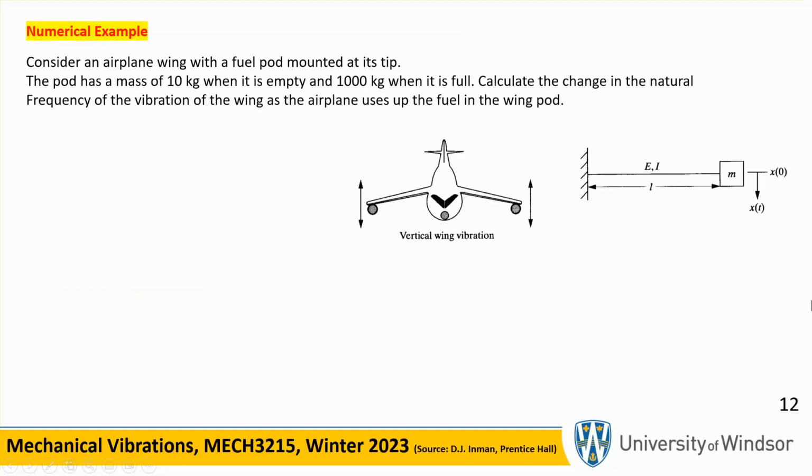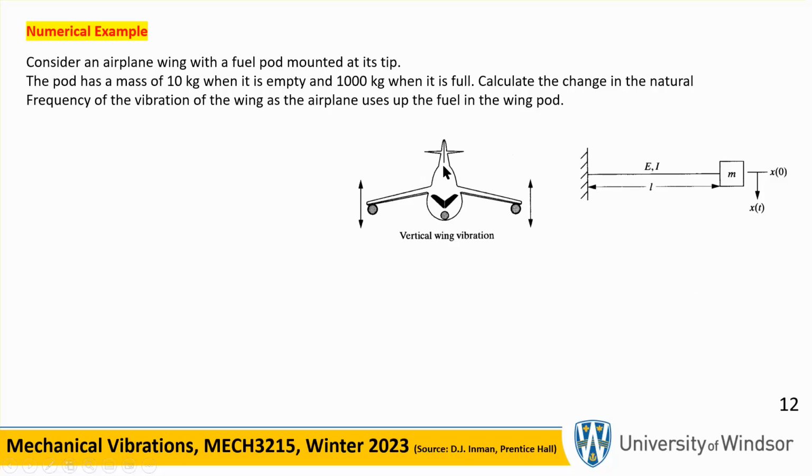Let's do a problem here. And the problem is an aircraft. This looks like an ugly aircraft, but let's assume that the fuel is stored at these end pods. You're told that if the fuel is maximum, then the mass of this pod is 1,000 kilograms, and if it's empty, it's 10 kilograms. And what you want to do is to find the natural frequency of vibration of the wing up and down.